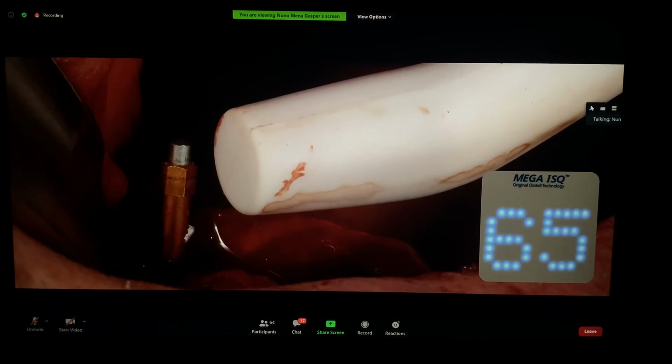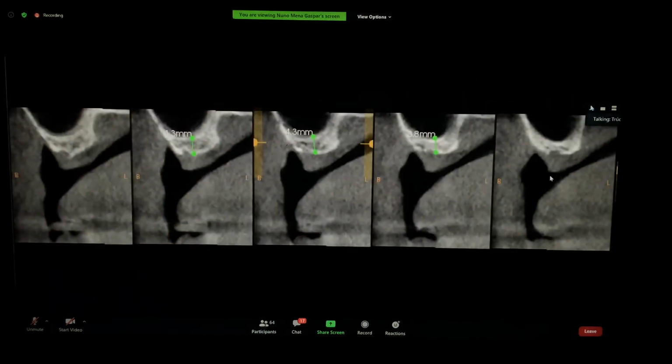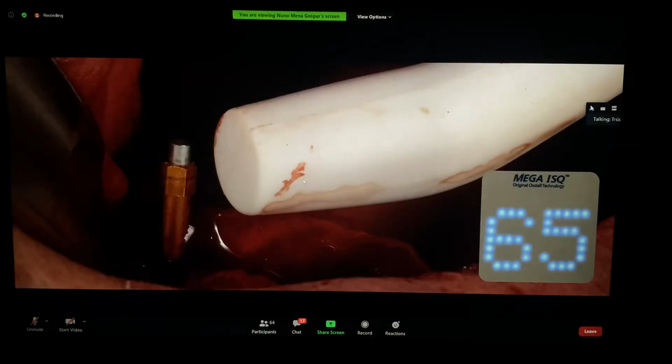I had at least 40 newtons insertion torque value, and this was enough to do immediate loading. With this initial stability, it is enough to place immediate load.